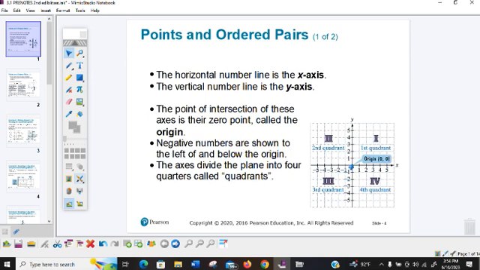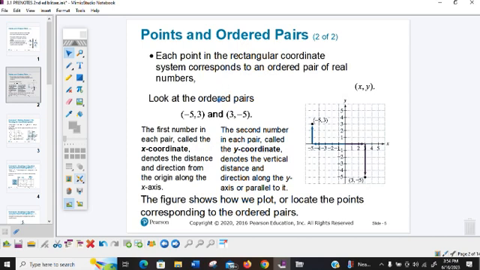Now, if you look at your x-axis, the negative numbers go to the left. The positive numbers go to the right. If you look at your y-axis, the positives are up, the negative numbers are down. So let's look at an ordered pair. Remember, with an ordered pair, the first is your x and the second is your y.